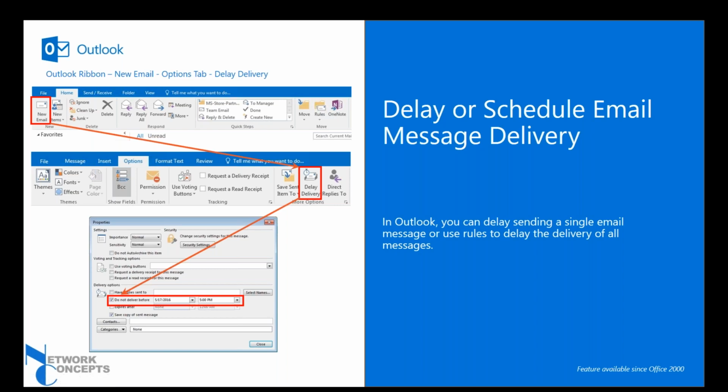When you send that, the message is going to remain in the outbox folder until the delivery time. So let's say you change your mind and you want to send it immediately. Well, you're just going to have to do the same exact thing. You're going to go into your outbox, open the delayed message, and click options. You're going to hit delay delivery again, and you're just going to uncheck do not deliver before, close, and then send. And that will send it immediately.